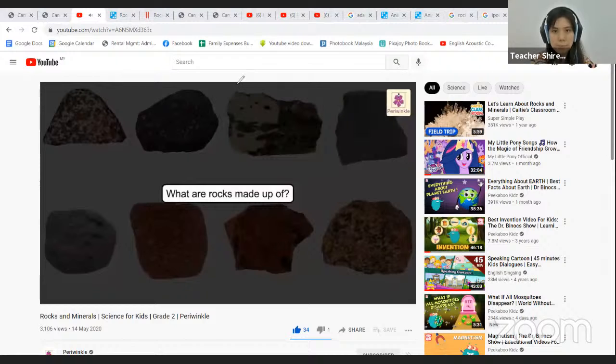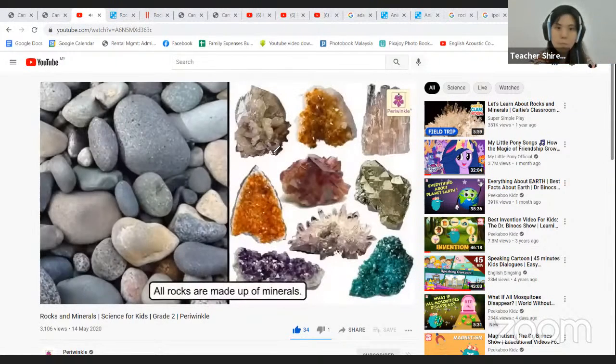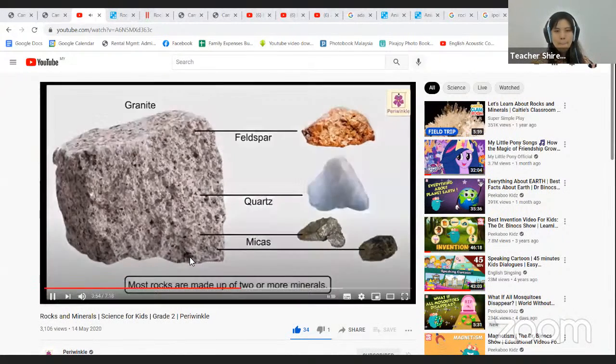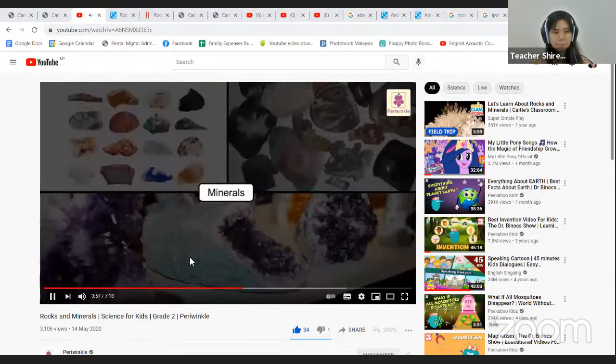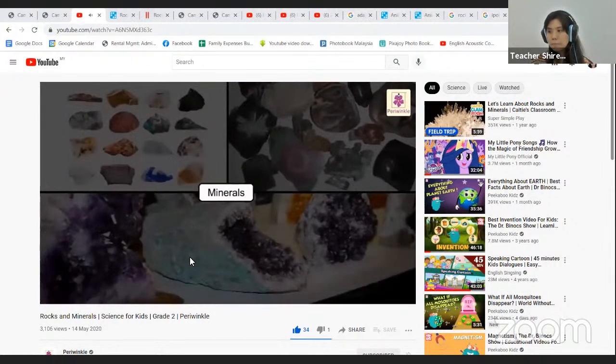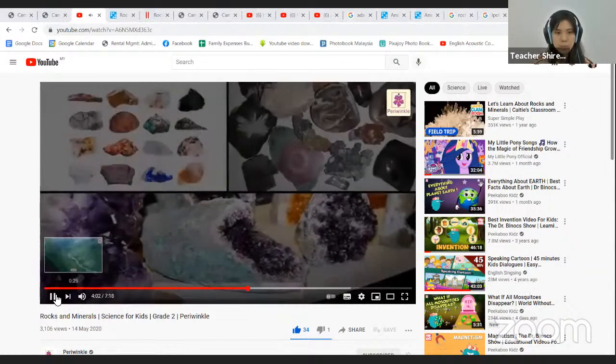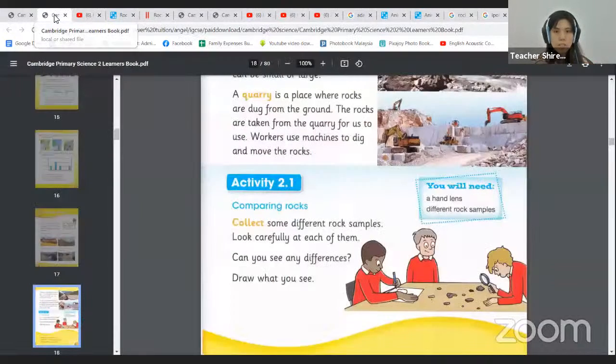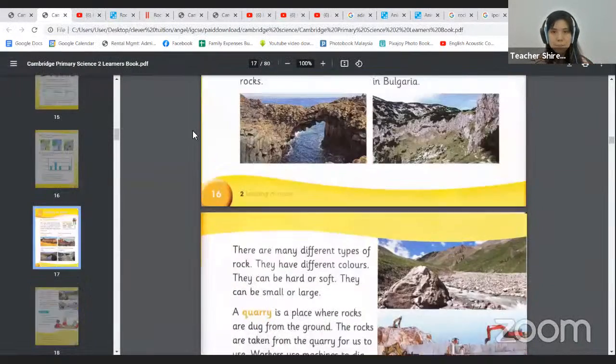Now, let us see what these rocks are made up of. All rocks are made up of minerals. Most rocks are made up of two or more minerals. Now, let us learn more about minerals. So we'll stop over here for all the types of rocks first.